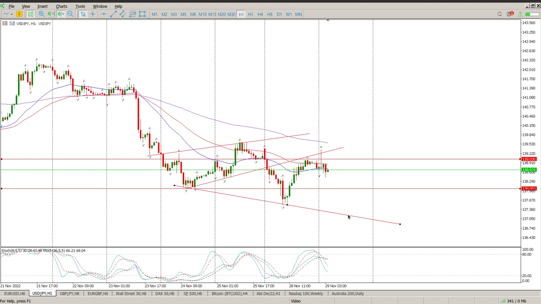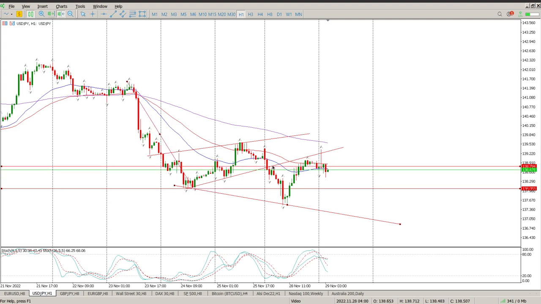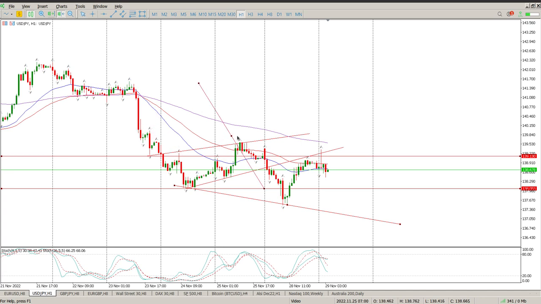If we do break through this trend line that is formed here, then you're looking at the measured move, and the measured move is going to be that. Measured move is going to be something, well, actually we should just do this over there.